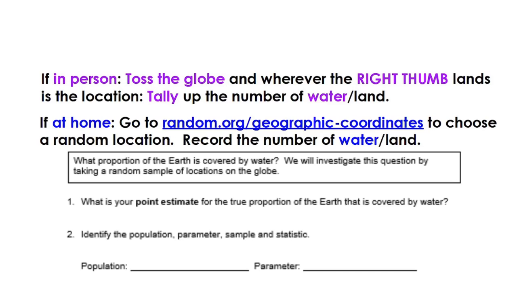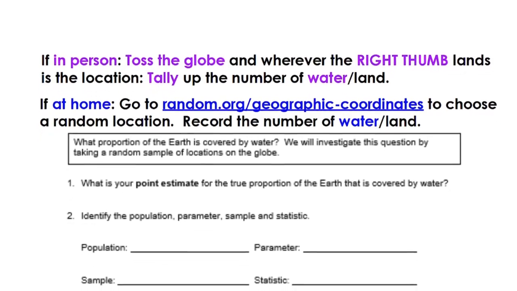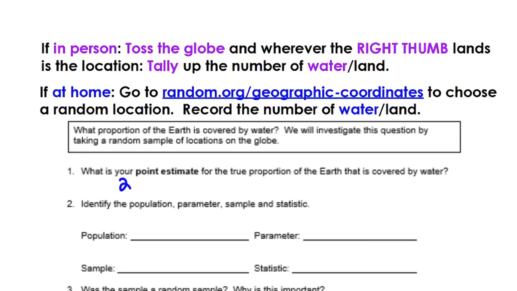So let's assume that we did this already and we got 25 out of 40 locations were water. So I'm going to just write 25 out of 40 equals 0.625. And I want you to go ahead and use the right notation. That should be our p hat. Remember, that's our proportion from a sample. So we took a sample of 40 locations, either tossing the globe or looking online, and we got 25 of them, or 62.5% of them, covered in water.